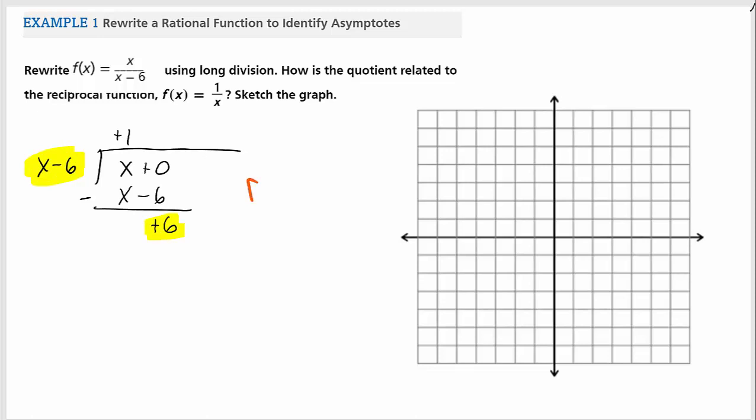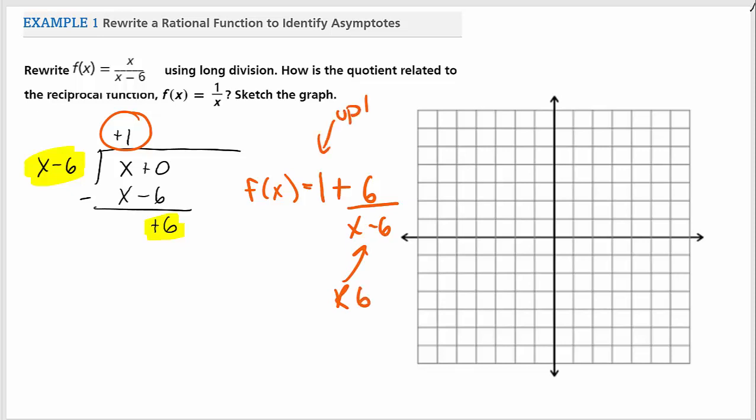So our equation is going to be the 1 plus the remainder over x minus 6. That means that we are shifting to the right by 6, up by 1, and a vertical dilation by 6.